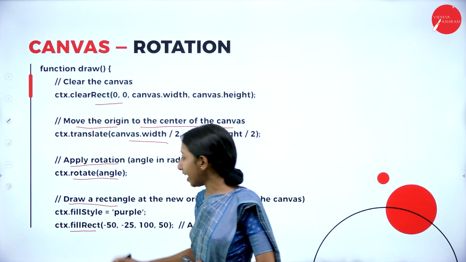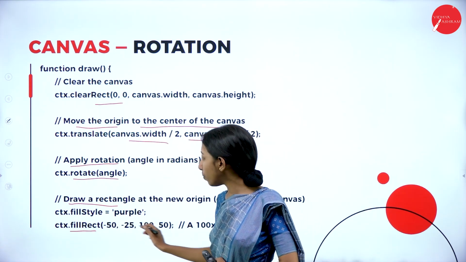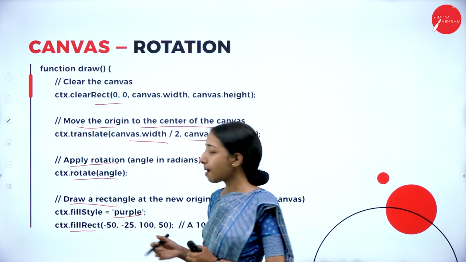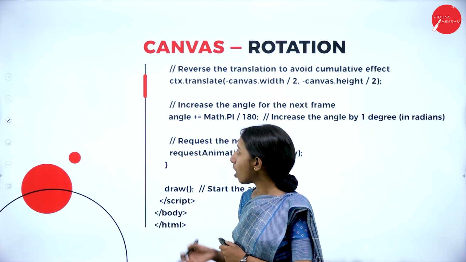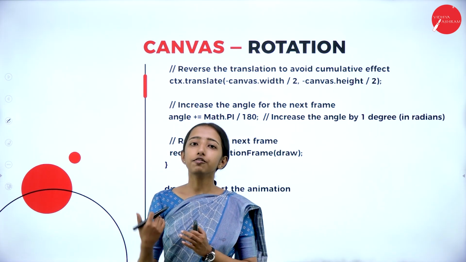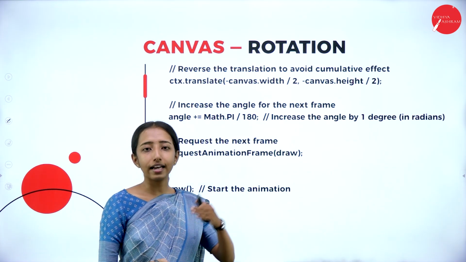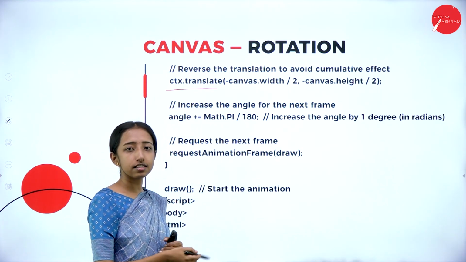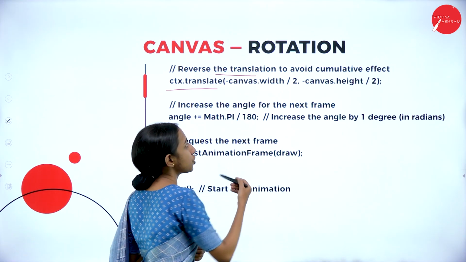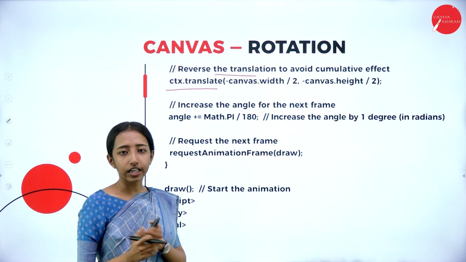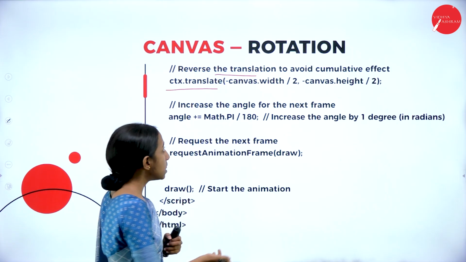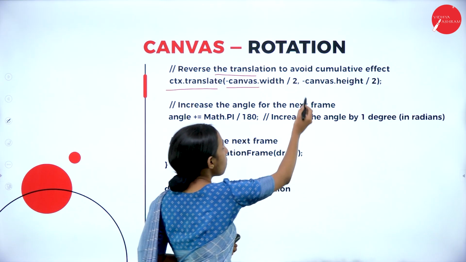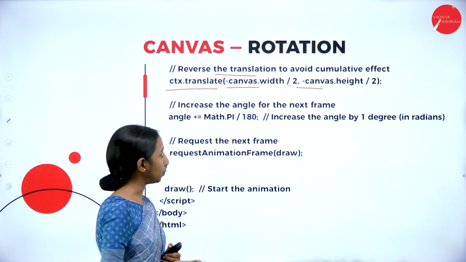Here fillRect is the method I have used, and we have mentioned the X, Y, height and width, and also the fill style will be purple in color. So now I have given the rect and the fill color purple and the rotate and the translate. Here we have the translate again. This is the reverse of the translation to avoid the cumulative effect. Now we are reversing the translate again. Here again I have given minus canvas dot width by 2 and also minus canvas height by 2.